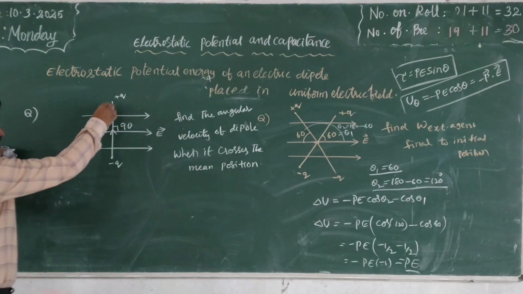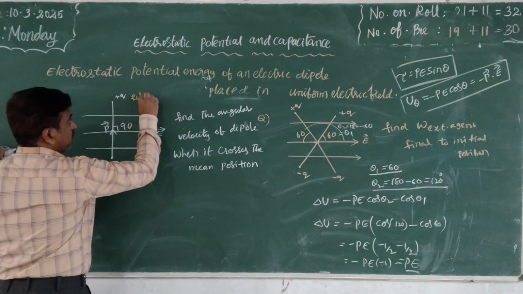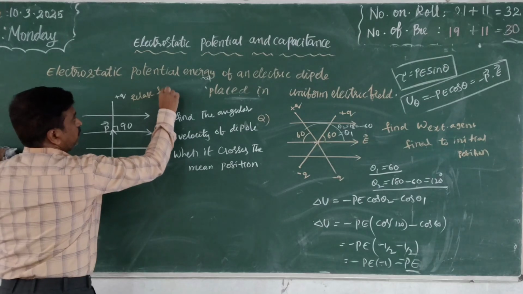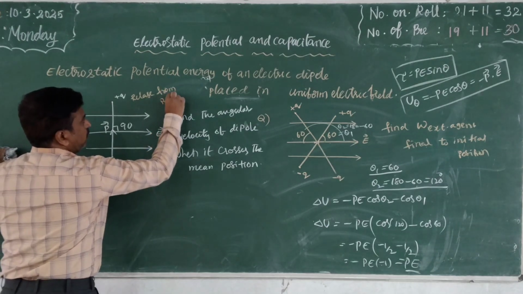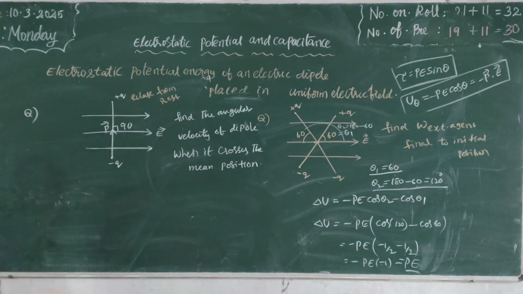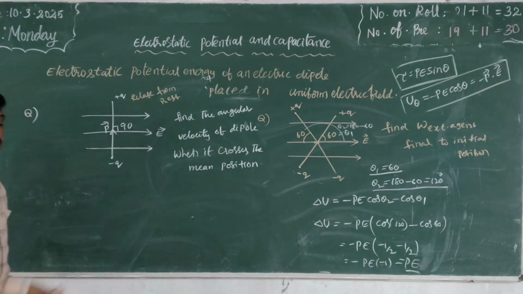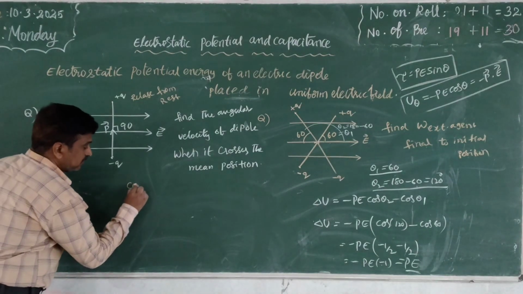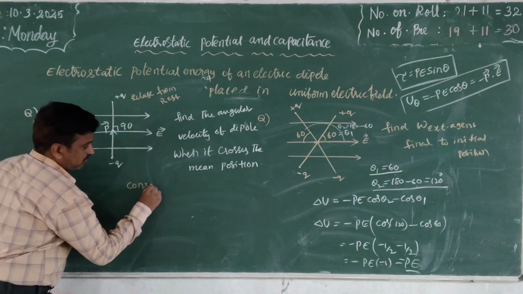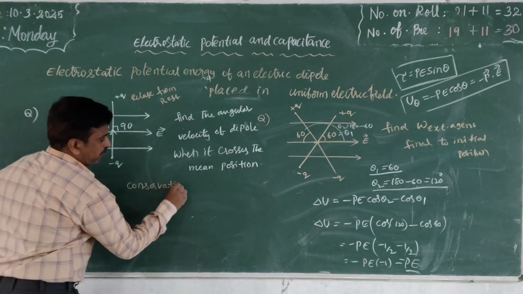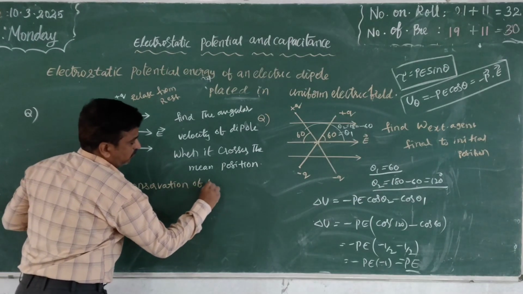Here it is at rest, so it is released from rest. What happens here: it has maximum potential energy and kinetic energy 0. It reaches the mean position, and now it has both potential energy and kinetic energy. So potential energy is converted into kinetic energy, and some potential energy remains. So we can use conservation of energy.